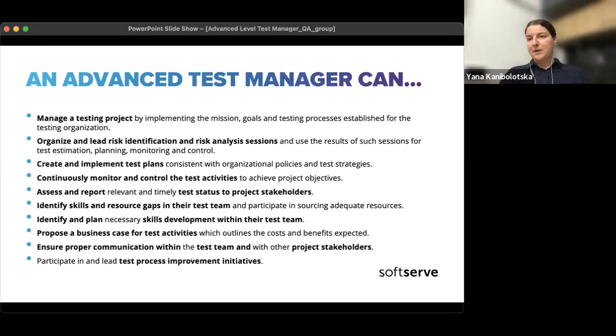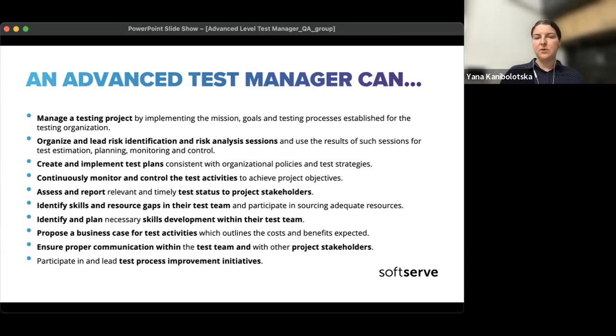And the interesting part is also its participation in test improvement initiatives, and not only participation, but leading these test process improvement initiatives. They will pay attention to all these test improvement models like TMMI, for example, and others. There are a lot of them, and some companies have their own test maturity models, let's say. I think that a lot of big companies should have it.